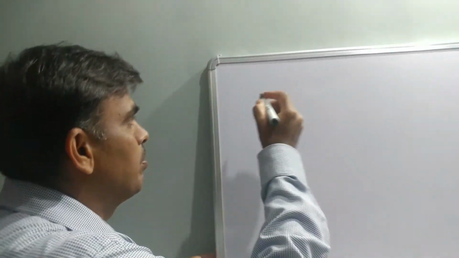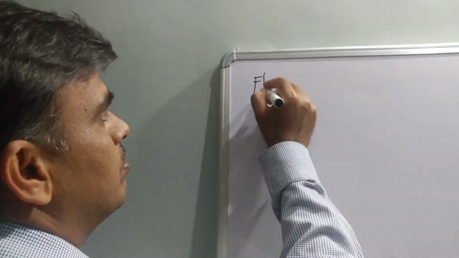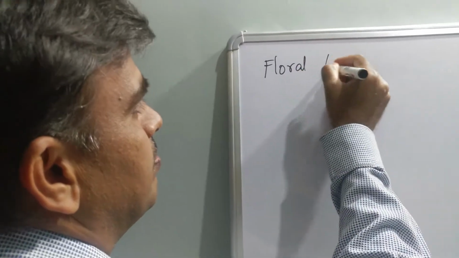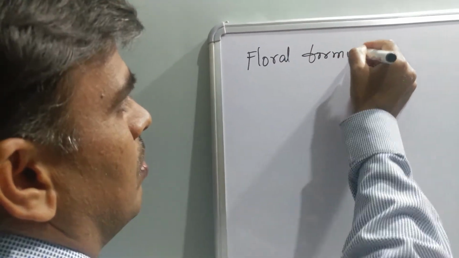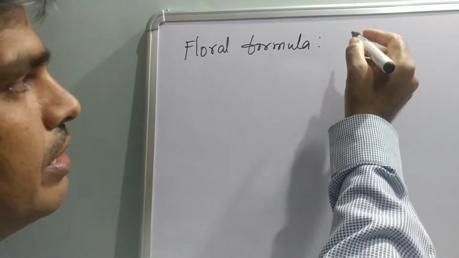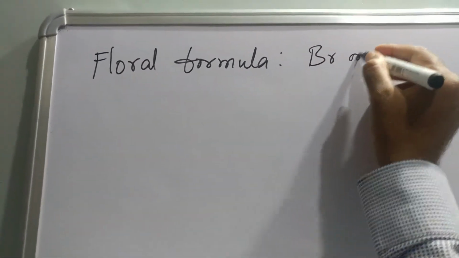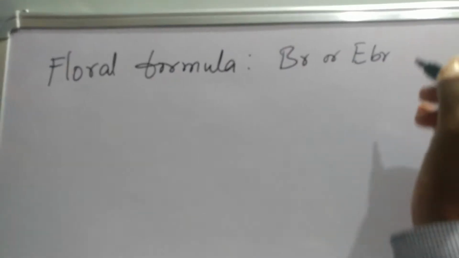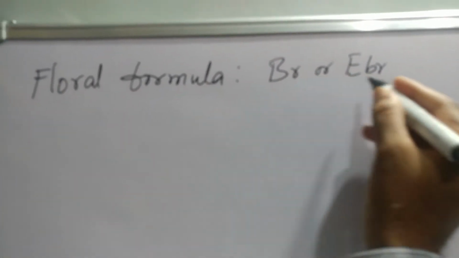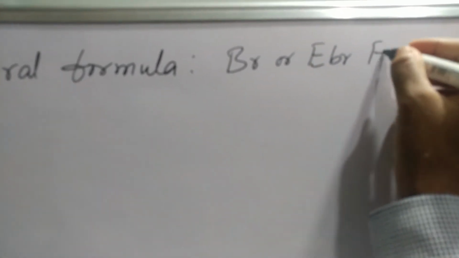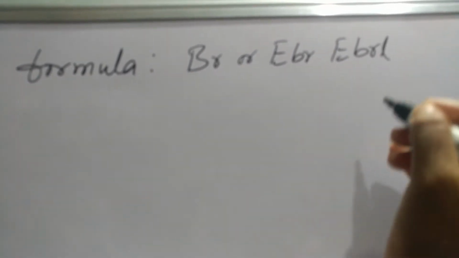floral formula. So I will write the floral formula. As already written in the last video also, Br means bracts are present, or Ebr means bracts are absent. So bracteate, ebracteate. Ebrl, ebracteolate.